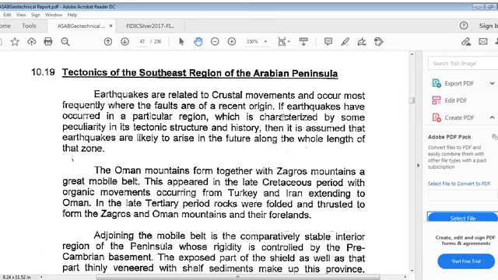Earthquakes are related to crustal movements. Crustal movements occur most frequently where faults are of recent origin. If earthquakes have occurred in a particular region, which is characterized by some peculiarity in tectonic structure and history, it is assumed that earthquakes are likely to arise in future along the whole length of that zone.